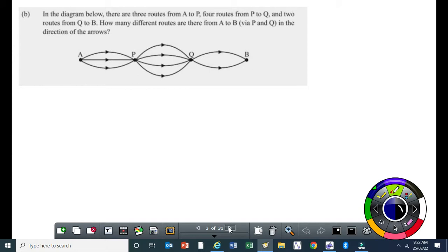Alright. Now, this question says, in the diagram below, there are 3 routes. Can I have your attention, please? There are 3 routes from A to P. So from A to P, there are 3 routes that a person can take to travel. Then there are 4 routes from P to Q. So you have 4 options. Maybe there is traffic here, you choose that one, or that one, and so on. Maybe there's road construction on this route here.